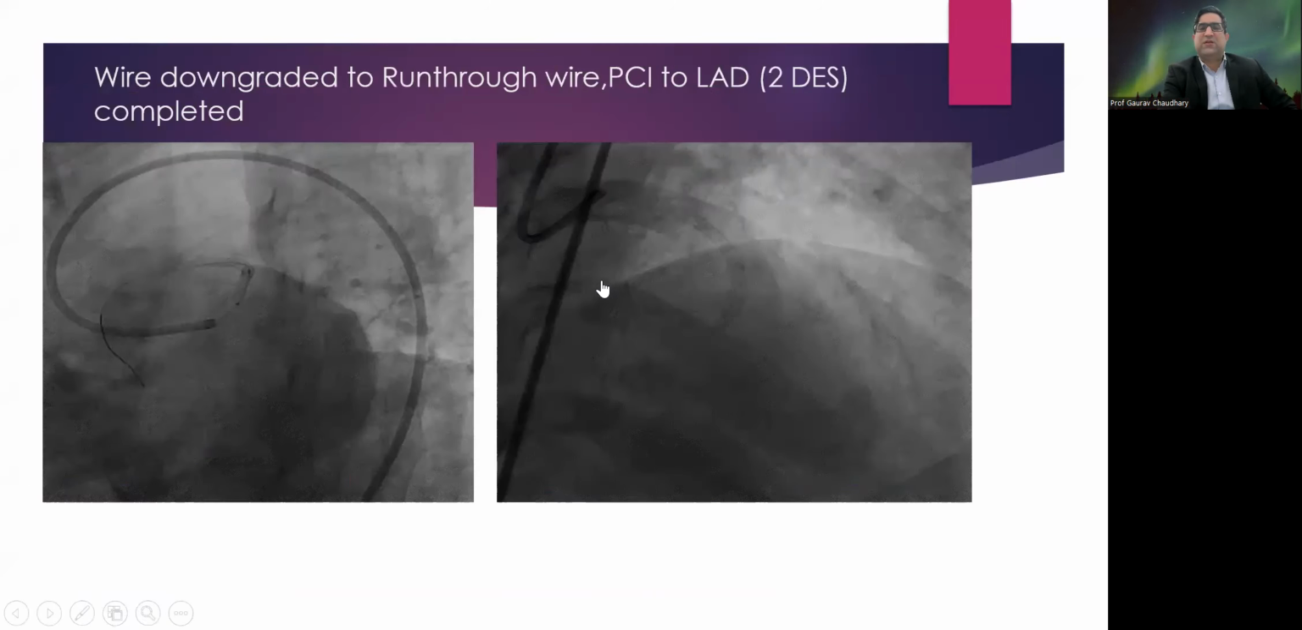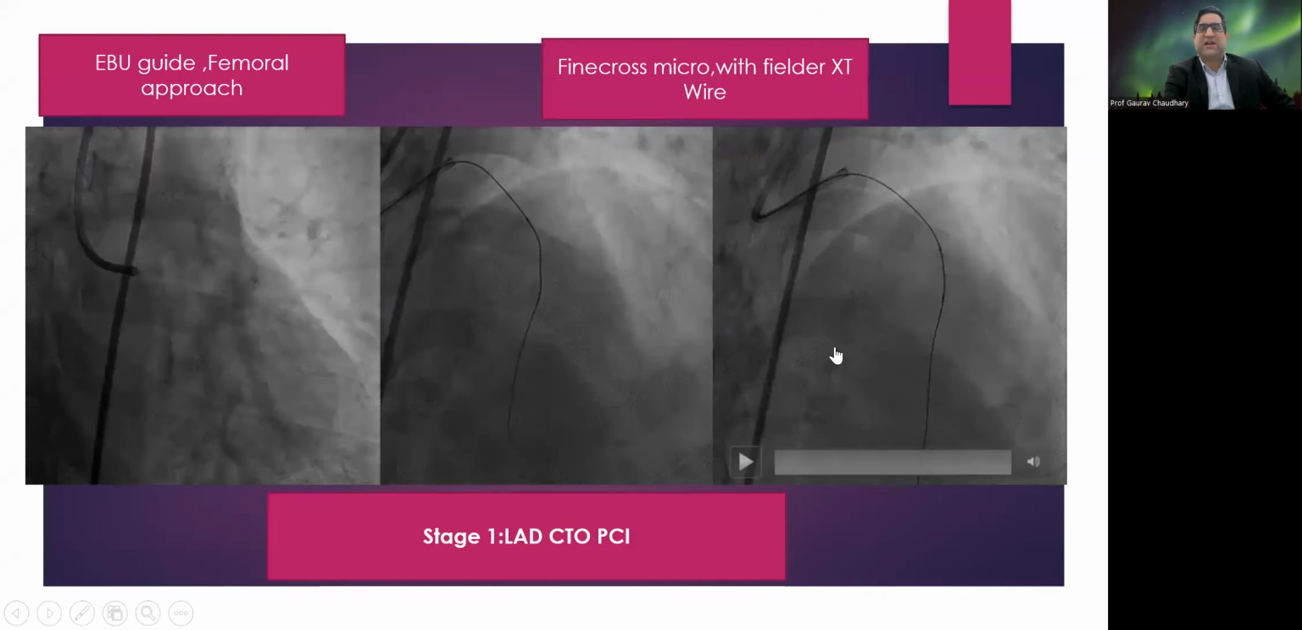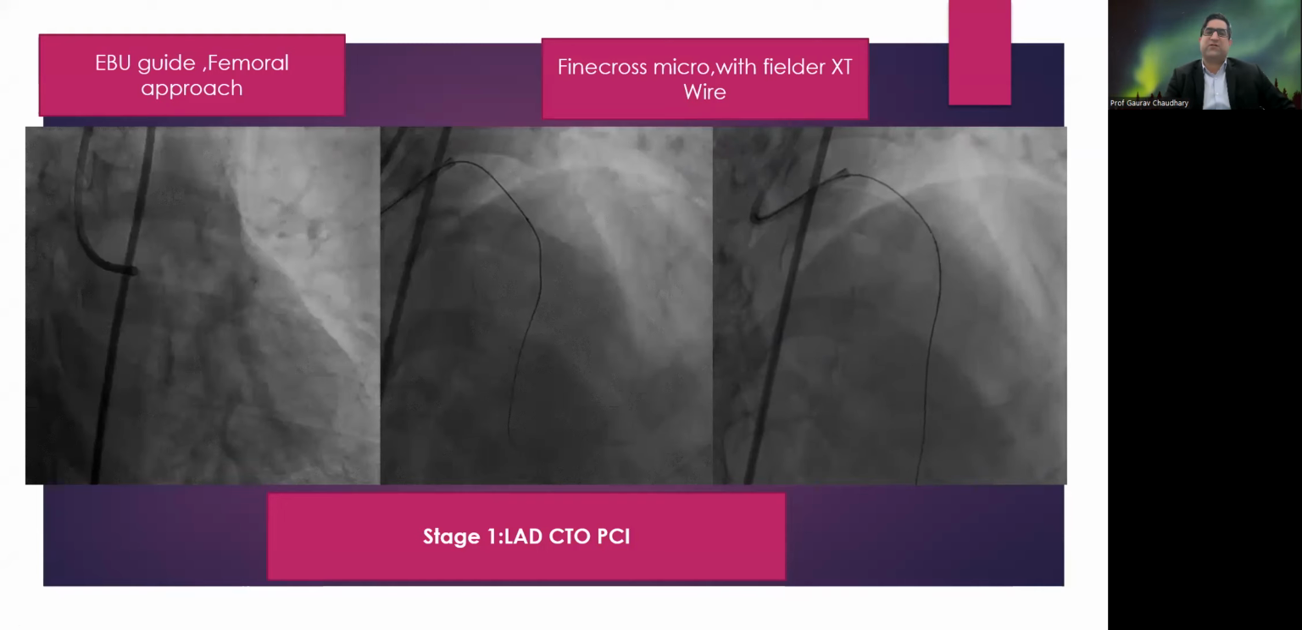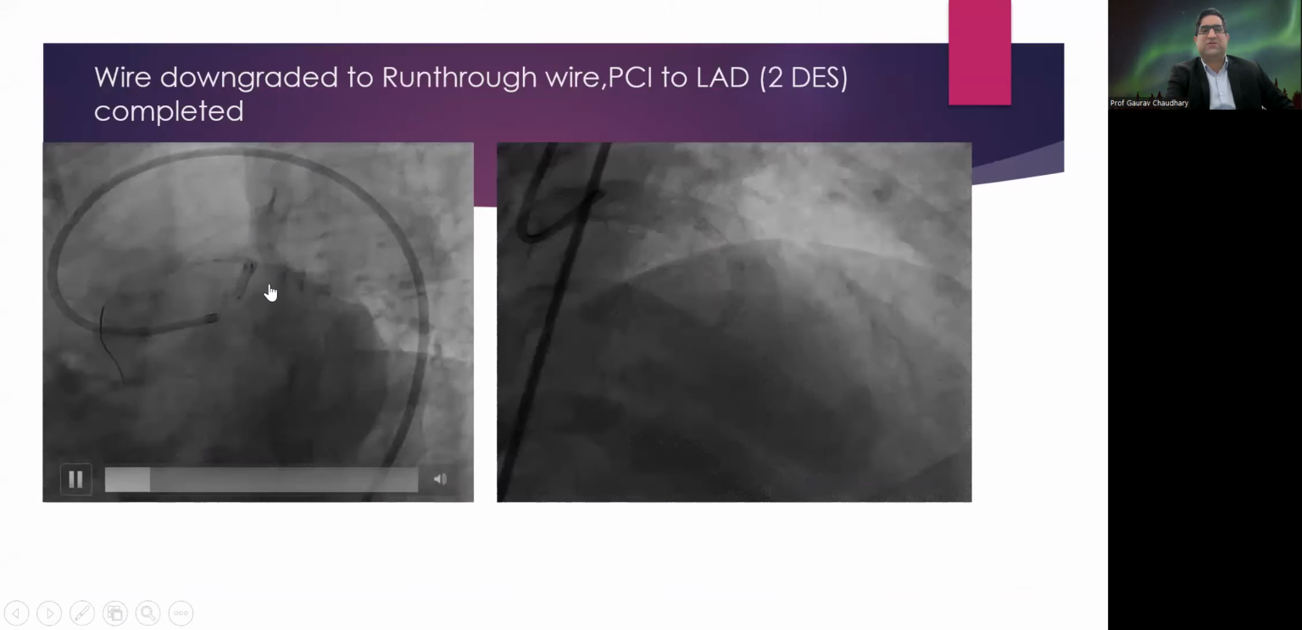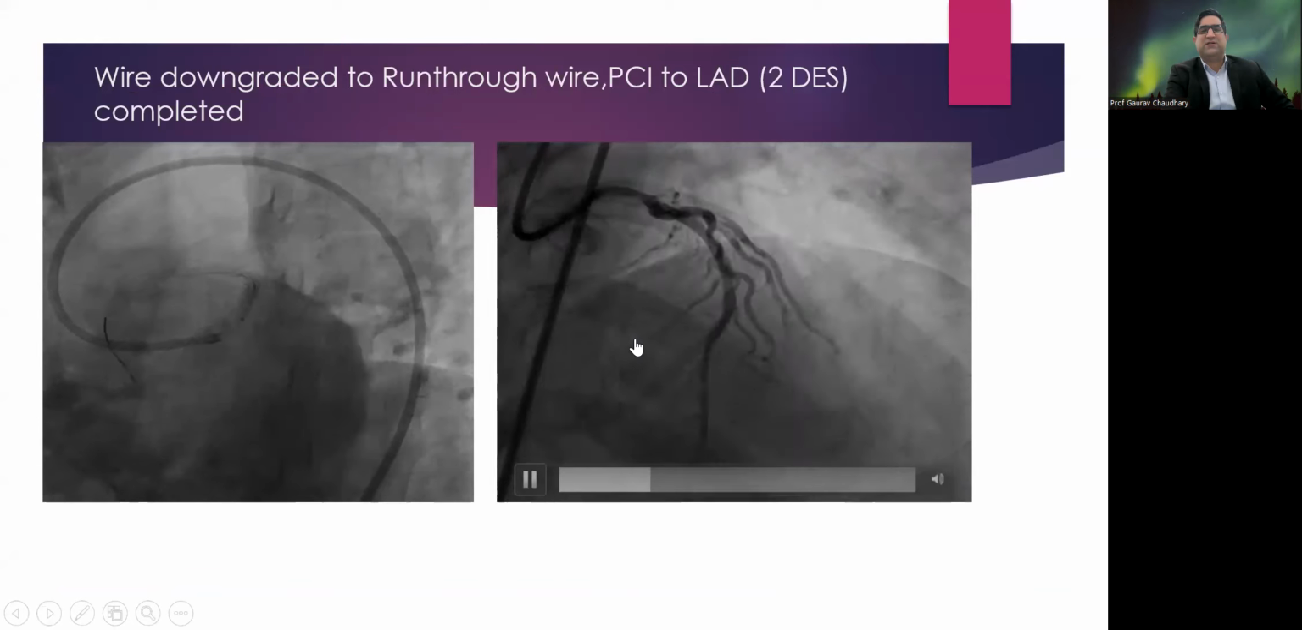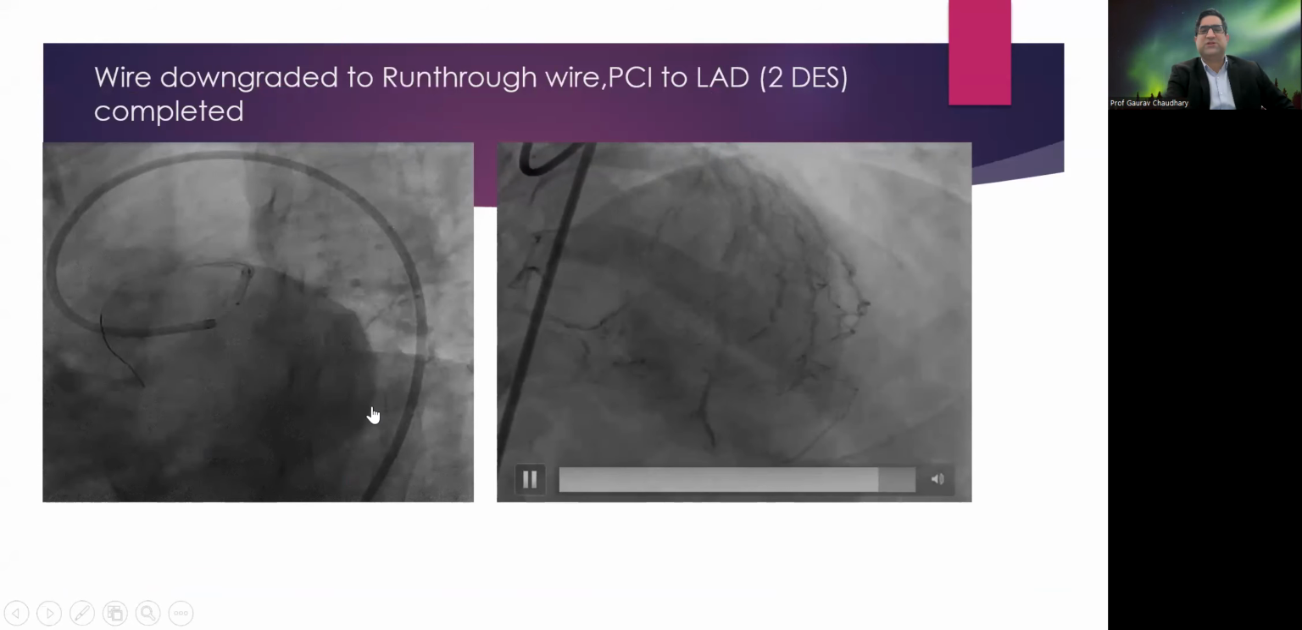We took a routine workhorse wire for the sliding technique, a Fielder XT-R, over a microcatheter; a Finecross microcatheter was taken. Over this we took a Fielder XT wire, and considering it to be a tapered tip hydrophilic polymer-jacketed wire, it went through the microchannels. After this, the wire was de-escalated to the routine run-through wire and routine PCI was done, and this was the good result obtained.